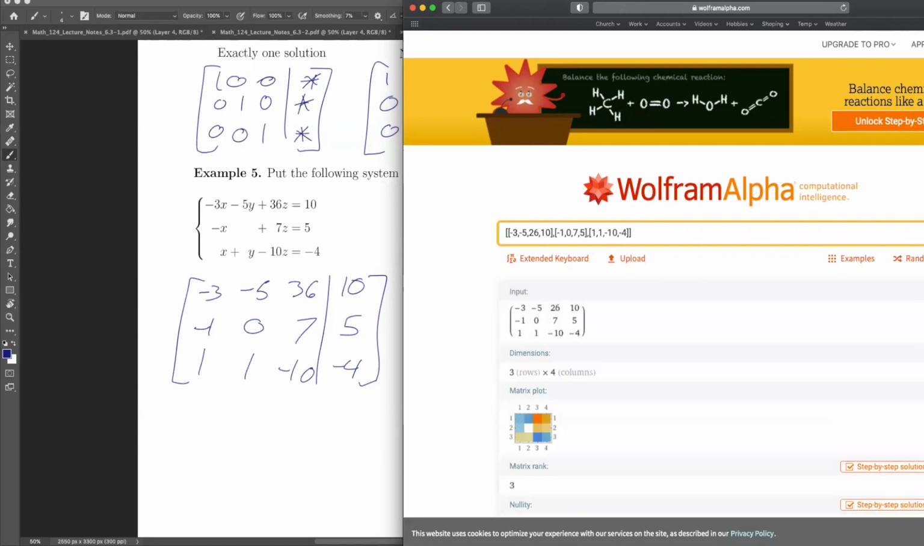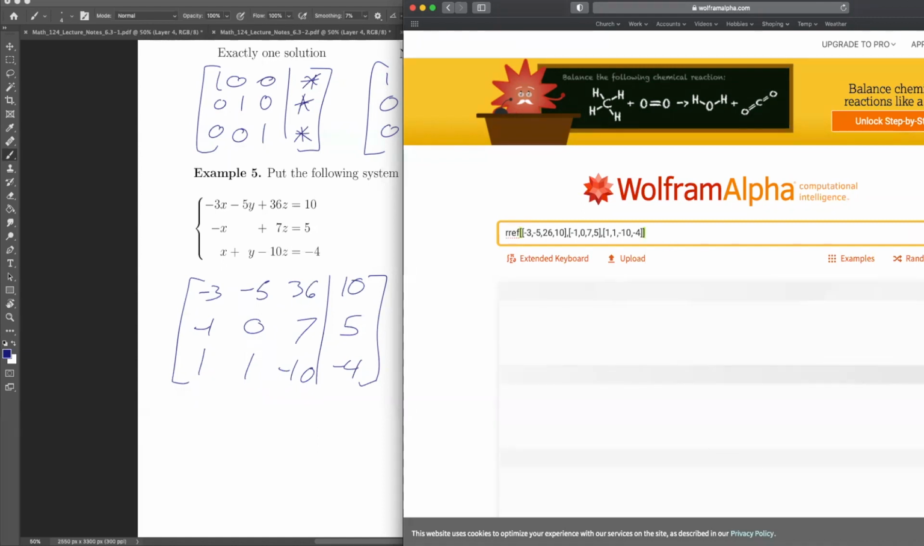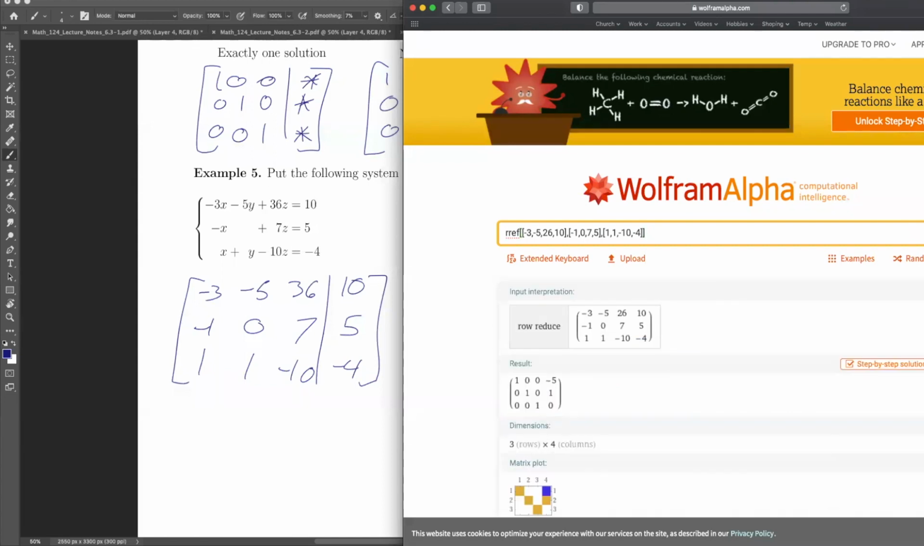All right, so we have it typed in right, and then we can just type in RREF. That means reduced row echelon form. So RREF of your matrix. And if you have a graphing calculator, it's the exact same thing you type in.